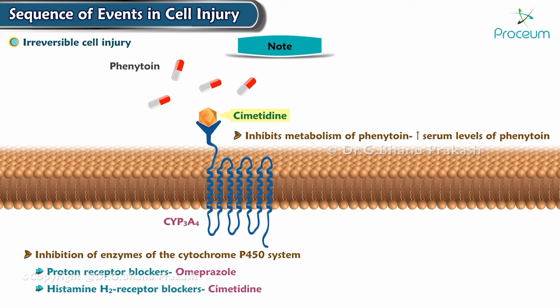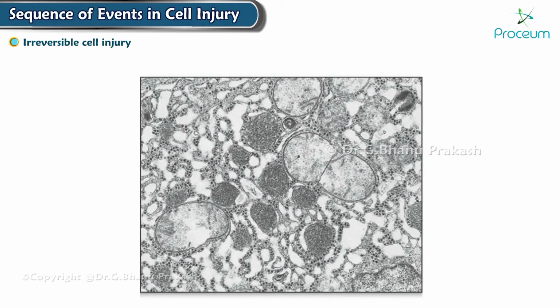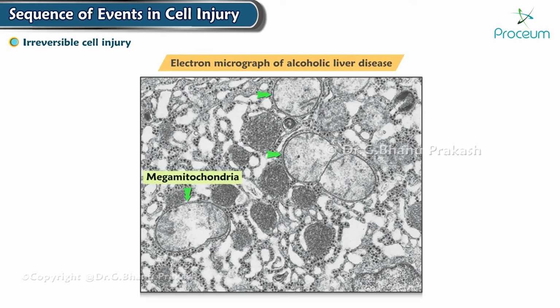blockers, like cimetidine. This is an image of an electron micrograph showing damaged mitochondria, megamitochondria, and hyperplasia of the smooth endoplasmic reticulum in alcoholic liver disease. Dark circular areas represent peroxisomes, denoted with red arrows.